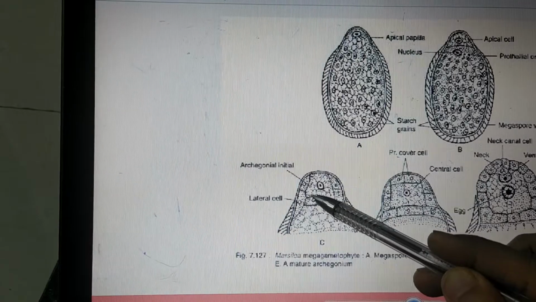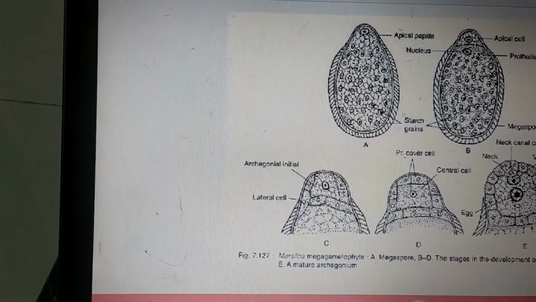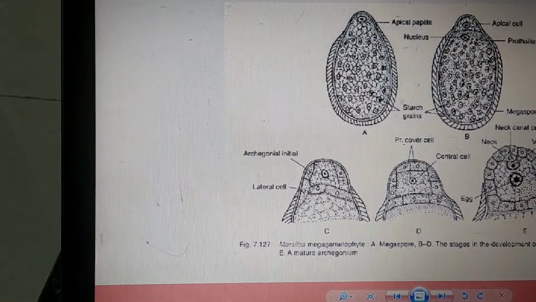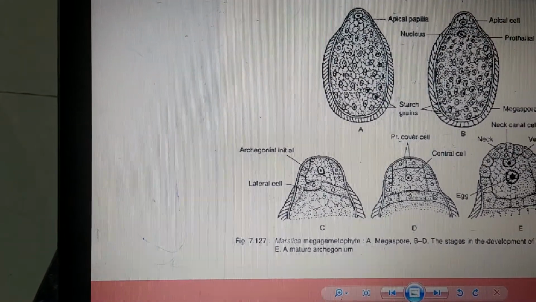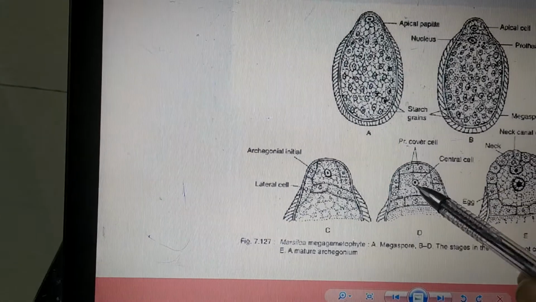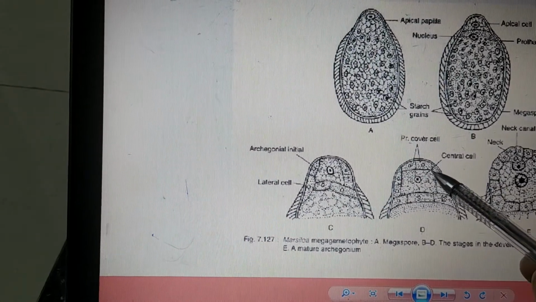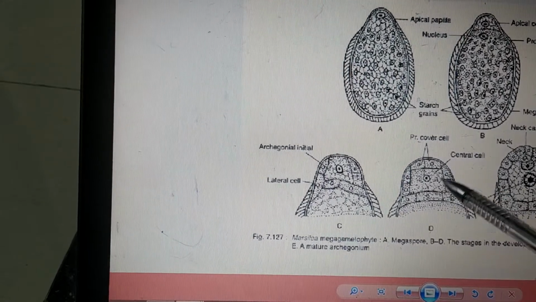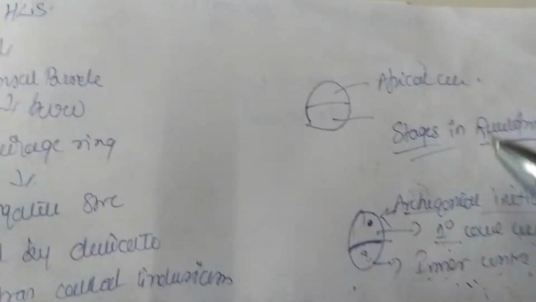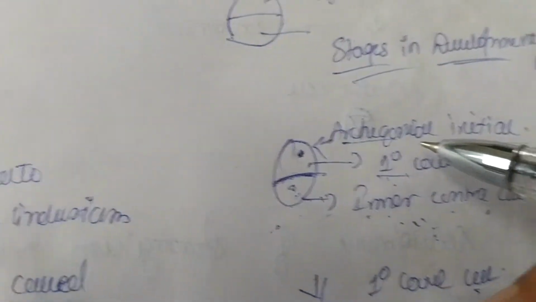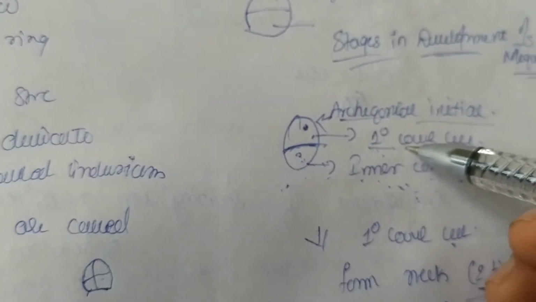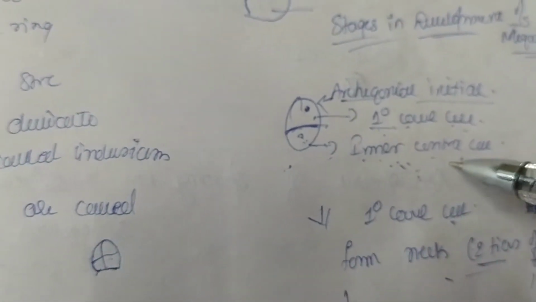This central cell, we are going to call it an axial cell. Now, this axial cell is going to act as an archegonial initial cell. This archegonial initial cell will undergo first periclinal division, leading to formation of an upper primary cover cell and lower central cell. We can make a diagrammatic view here.